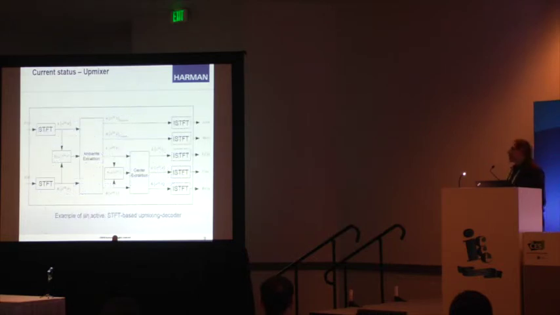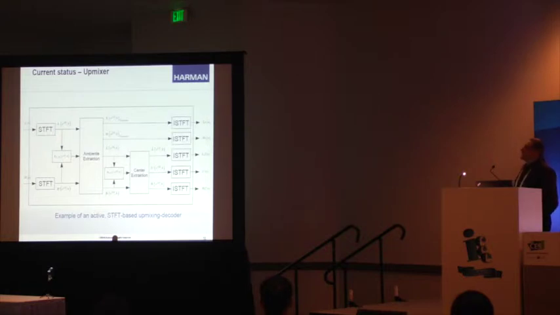To give you just an example of how it works, I took one short-time Fourier transform-based upmixing decoder. This has nothing to do with Dolby or whatever. It's just to give you an example of how it works. So you have the left and right input signal. You transform it into the spectral domain. Then you make the correlation. And then out of that information, you make the ambient extraction.